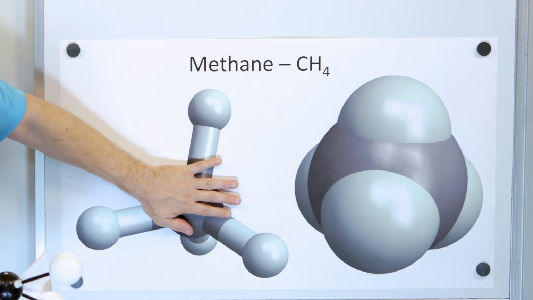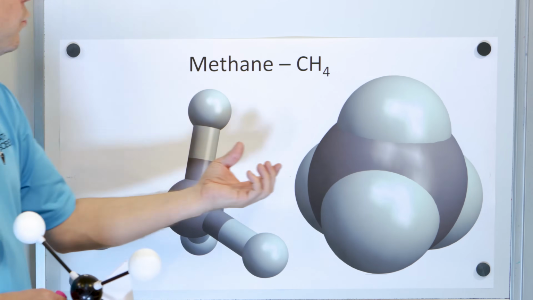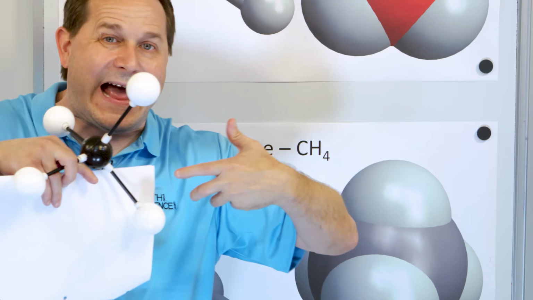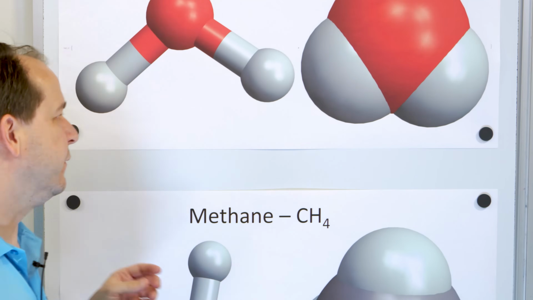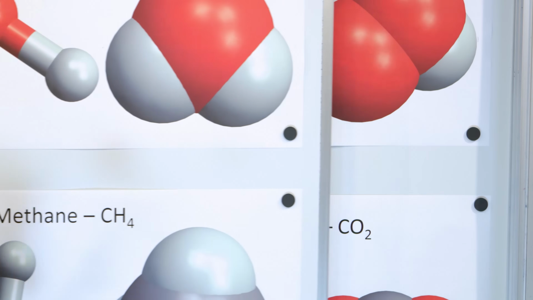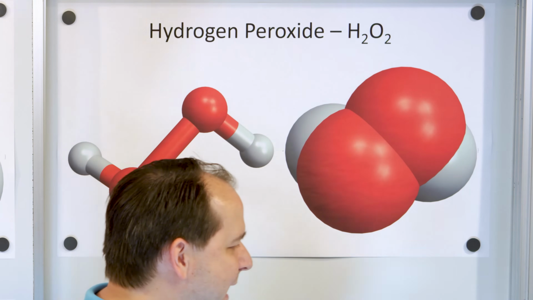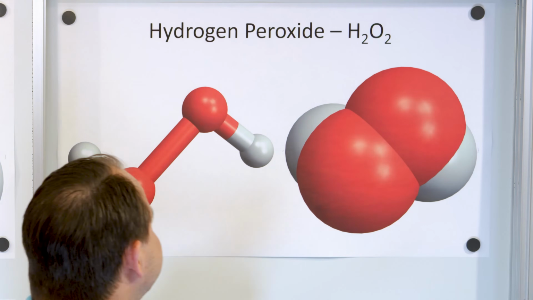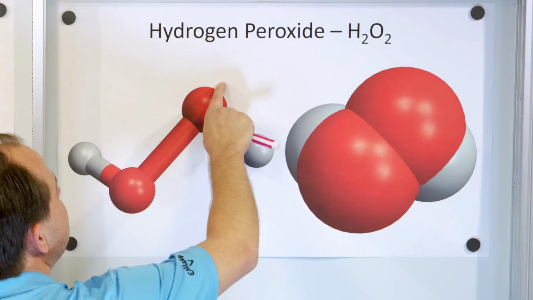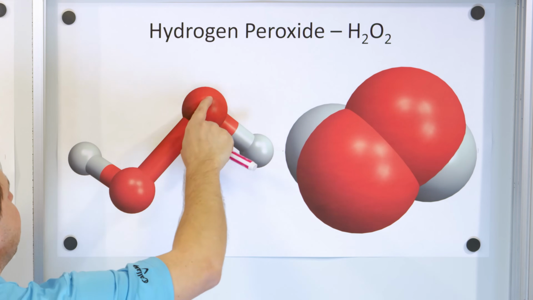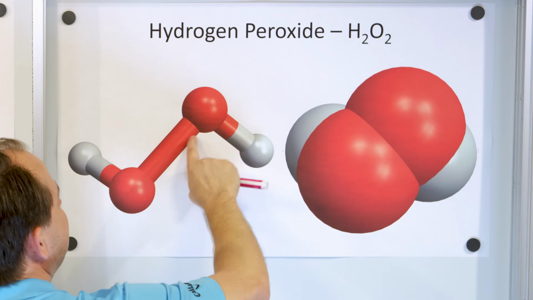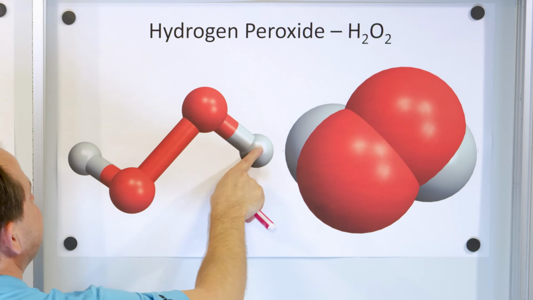So I actually prefer the ball and stick a lot, but when you're doing reactions and trying to visualize how they're going to happen, the space-filling model is very useful also. Two more quick examples. Here is hydrogen peroxide. I don't have a physical model for that one, but you can see hydrogen peroxide. Here you have the oxygens here, and you have the oxygens here, and you have the hydrogens on the end.